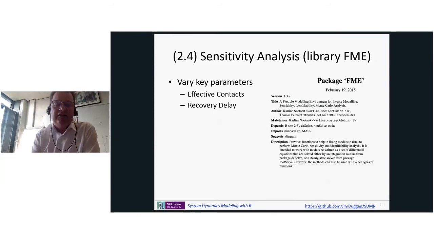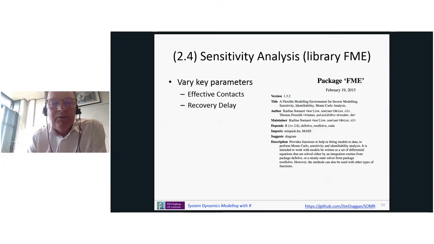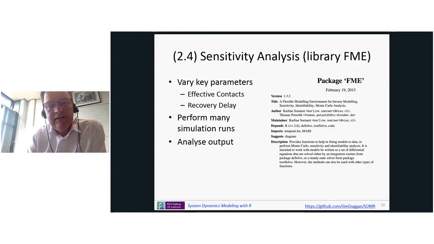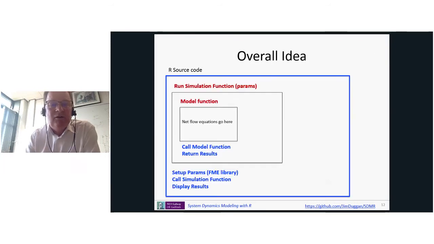But basically the idea here is that we have a model we want to run. We want to vary key parameters and store all the output, perform the simulation runs, and analyze the output. That's really the goal. Sensitivity is very powerful because it means we can look at parameters and see the influence they have on the variables. From a technical point of view, you create an R source code file. There's a model in there, but inside is a simulation function that's called every time we want to run a simulation.